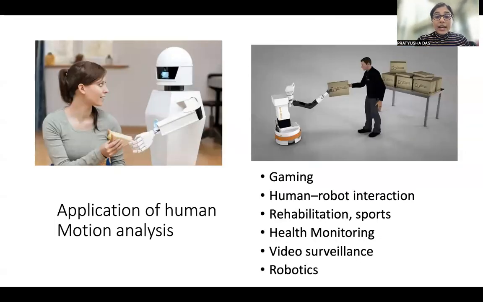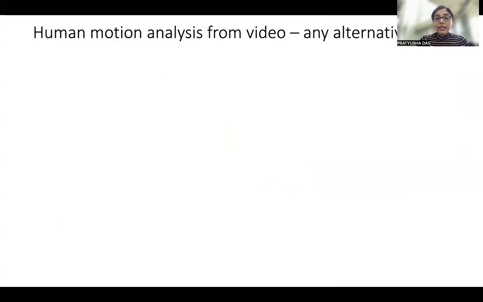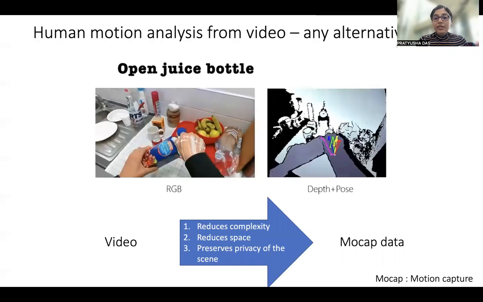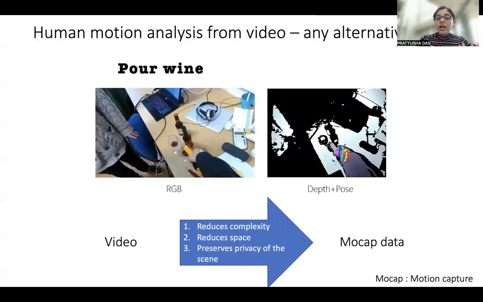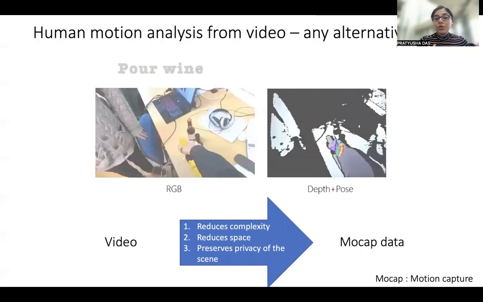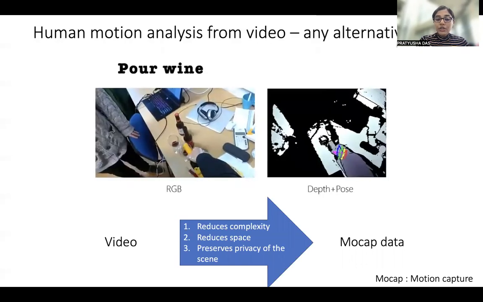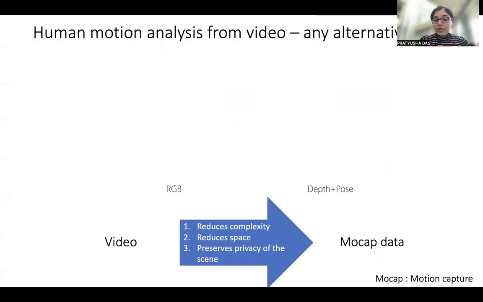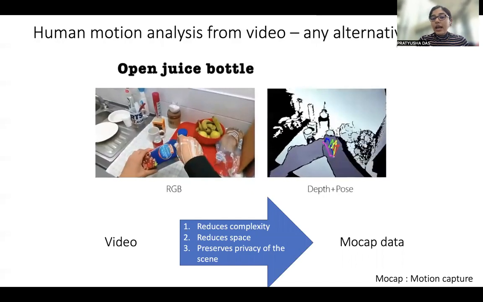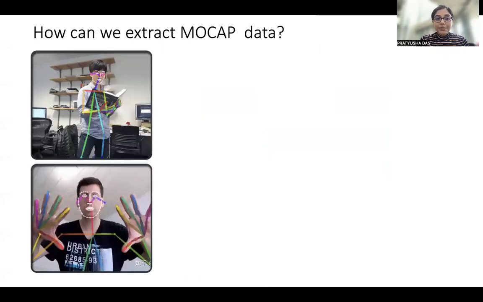Human motion analysis has many applications, for example, in gaming, human-robot interaction, rehabilitation, and sports. But how can we do human motion analysis? We can do it from videos, but are there any other alternatives? We can also use motion capture data, that means the position data of the human skeleton body or human hands. The advantage of using motion capture data over video is that it reduces the complexity, it reduces the space, and it also preserves the privacy of the scene.